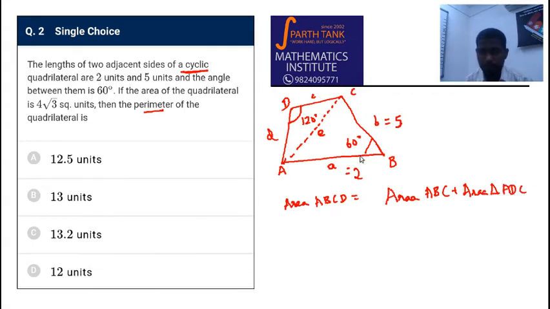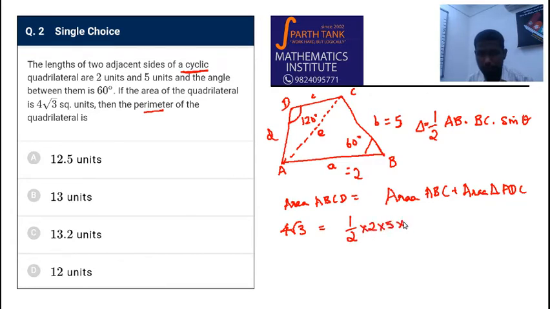Now area of any triangle can be written as half into the product of the sides into the sine of the angle between those two sides, right? So we will use this expression for area of a triangle. So total area is given as 4 root 3 square units. Area of ABC is half into 2 into 5 into sine 60 and area of ADC is half into C into D into sine 120.